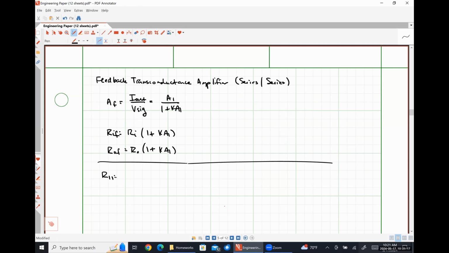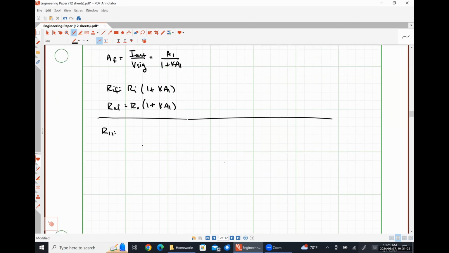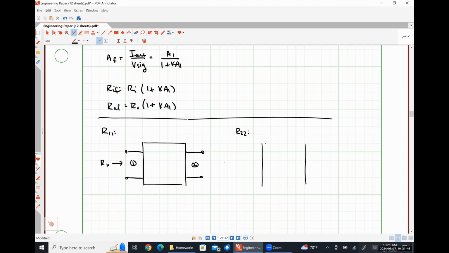You guys tell me how we're going to find R11. So here's my feedback network. Both sides open. Look into port 1. What about R22? Both sides open. Look into port 2.